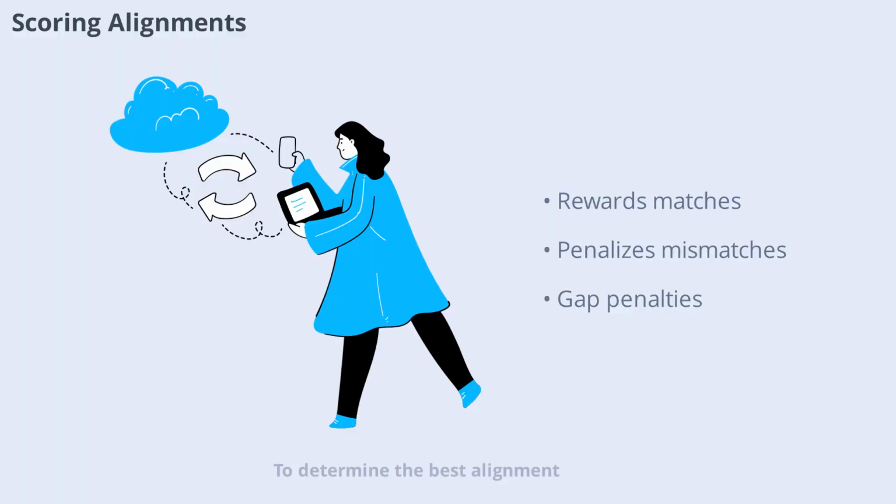To determine the best alignment, we need a way to score how well two sequences match. Scoring systems typically reward matches, penalize mismatches, and assign penalties for gaps introduced during alignment. The choice of scoring matrix, such as PAM or BLOSUM for proteins, can greatly influence the results. By carefully selecting scoring parameters, researchers can tailor alignments to their specific needs and biological question.